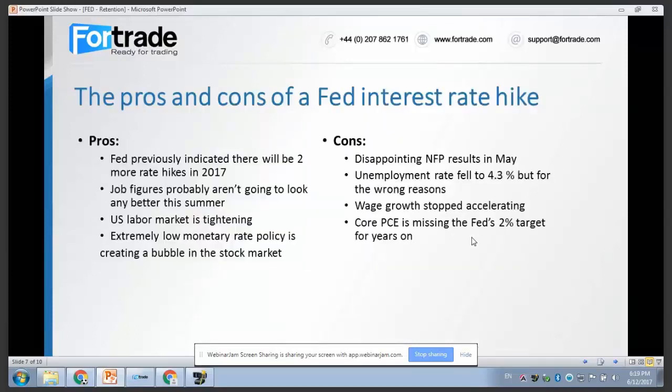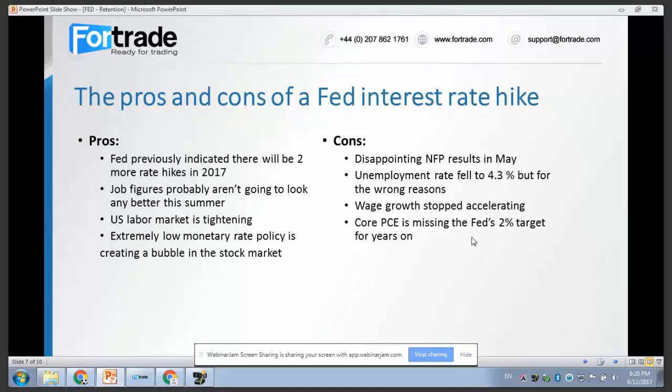Now let's take a look at the pros and cons of the interest rate decision in the United States. The Federal Reserve has previously indicated that there will be 2 more hikes in 2017. This was stated after they increased the interest rate in March, and many FOMC members confirmed this statement. Also, some of them gave speculative statements that there might be more than 2 interest rate hikes during 2017, but this was not confirmed by all officials, and the source cannot be counted as relevant.